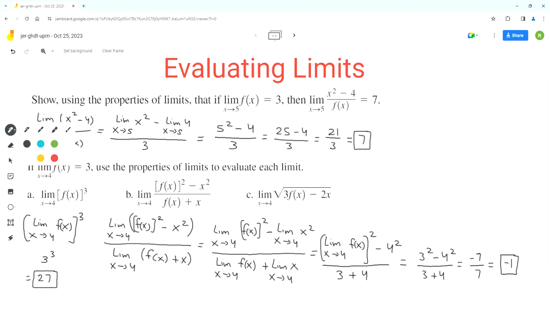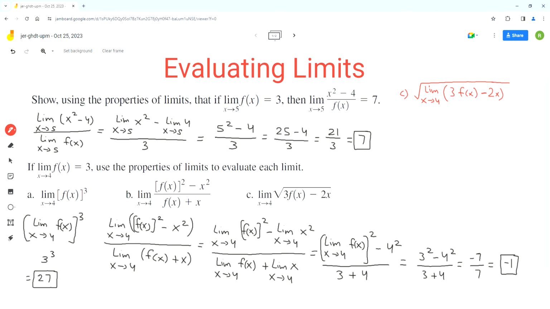So I'll use a different color for it. So for part C, we are given an expression in the radical form. So we have to apply the limit to each term inside the radical. So we'll start by writing it as radical and limit x approaches 4 of 3 f at x minus 2x. So this is the first step.